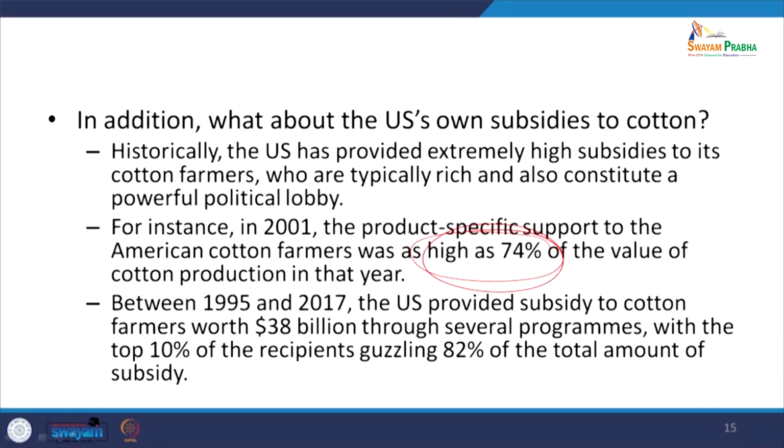In addition to that, as I just mentioned, the US's own subsidies to cotton are more than 74%. But the irony here is that they are complaining, while between 1995 and 2017 the US provided subsidies of $38 billion to cotton farmers through several programs, with the top 10% of recipients guzzling 82% of the total subsidy. So, the US is playing a huge hypocrisy in this particular context, and it is not going to put India in trouble.